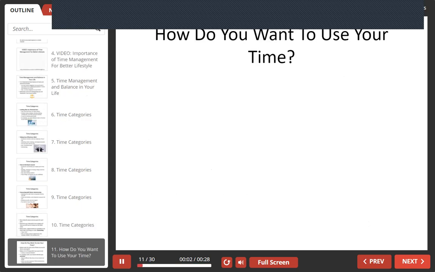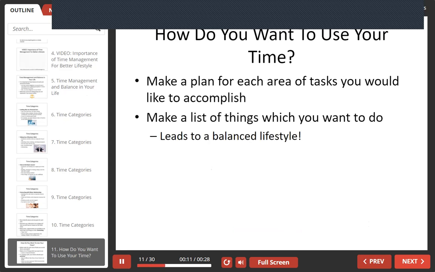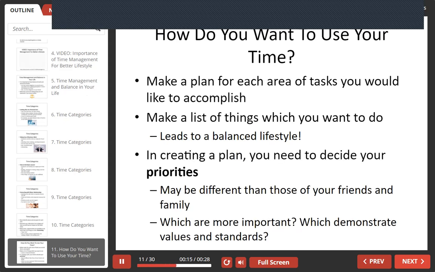How do you want to use your time? Well, you must make a plan for each area of tasks that you would like to accomplish. You have to make a list of things that you want to do. This can lead to a balanced lifestyle. And in creating a plan, you need to decide your priorities. These priorities may be different than those of your friends and family.